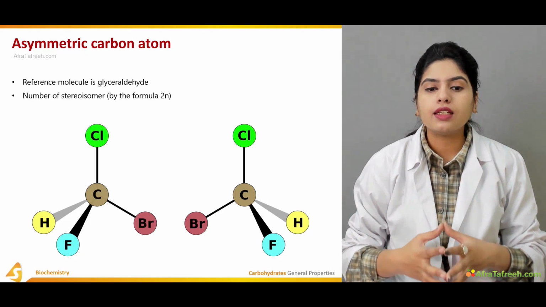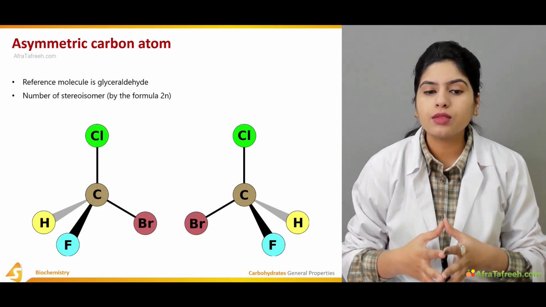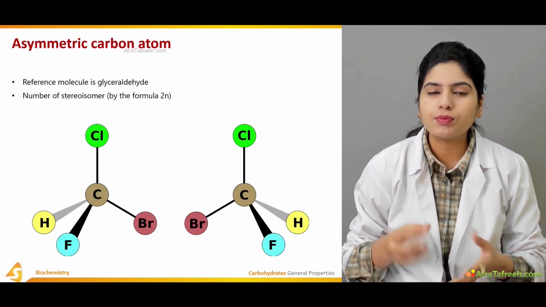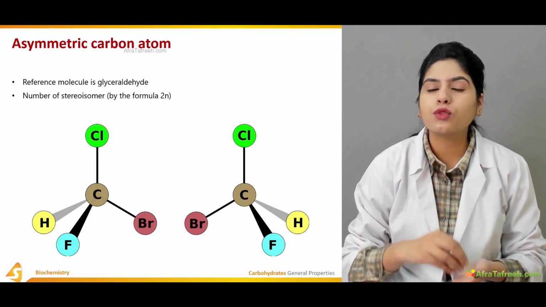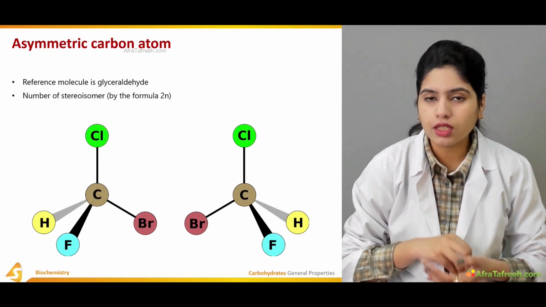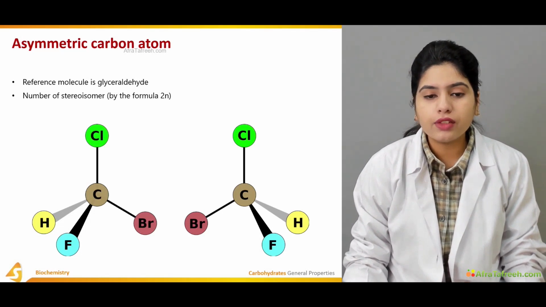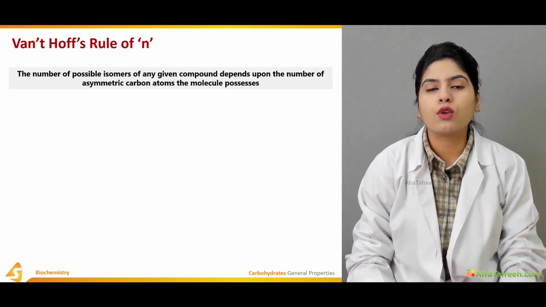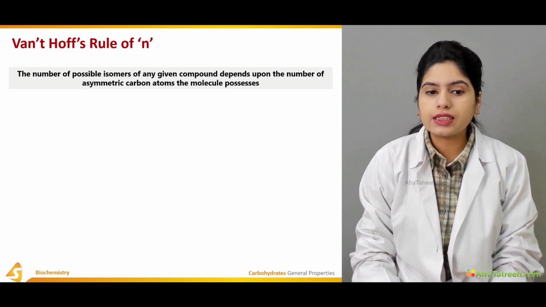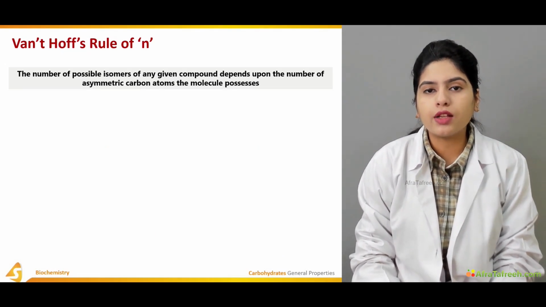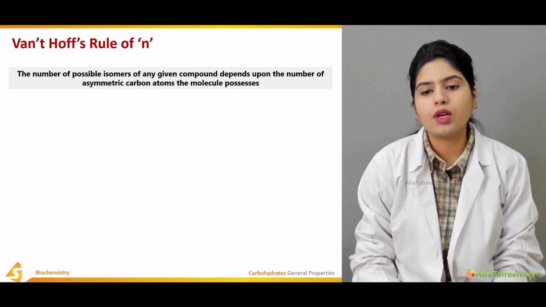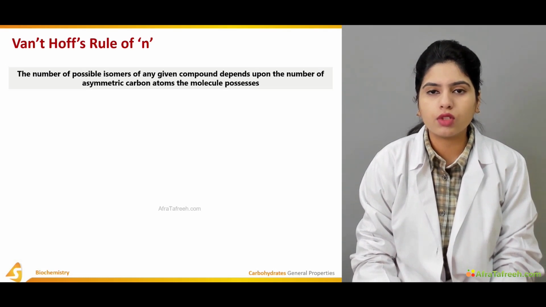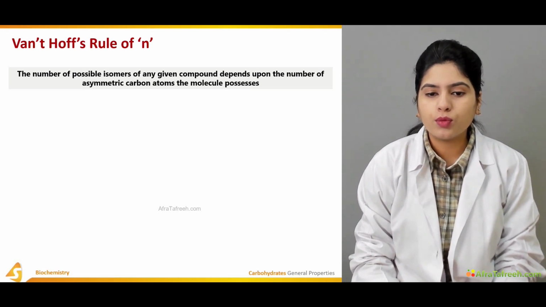So basically the number of the stereoisomers is based on the number of these asymmetric carbon atoms. That is better explained by Van 't Hoff's rule of n. Van 't Hoff said that the number of possible isomers of any given compound depends upon the number of asymmetric carbon atoms the molecule possesses.